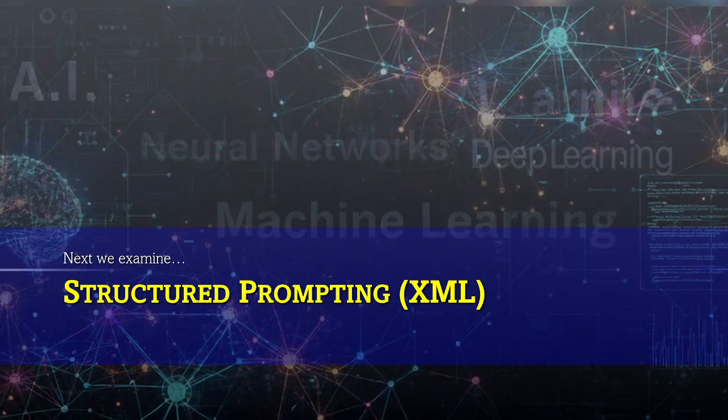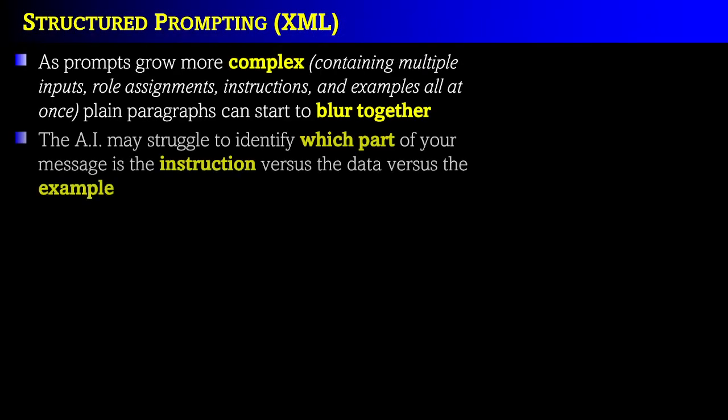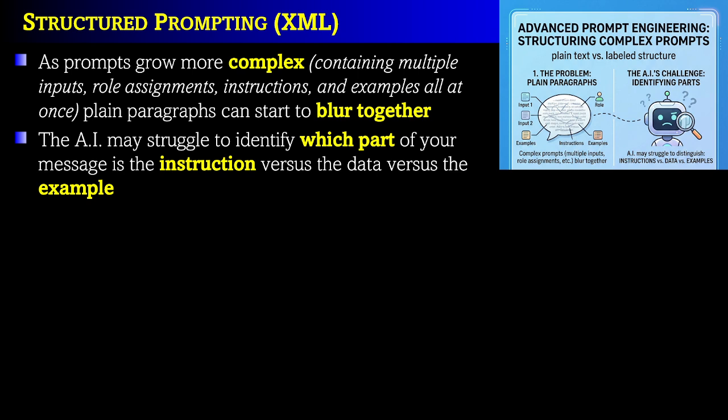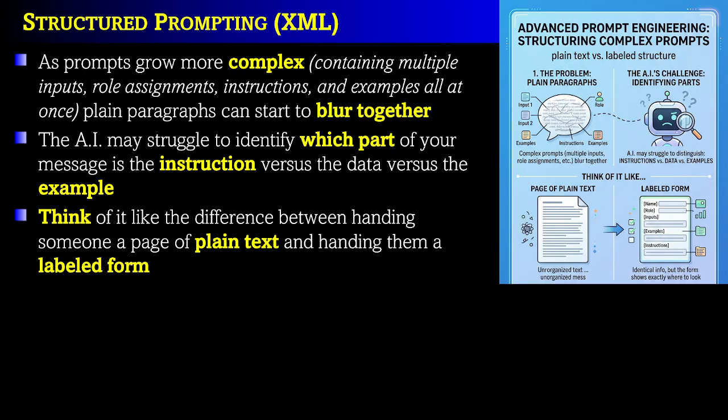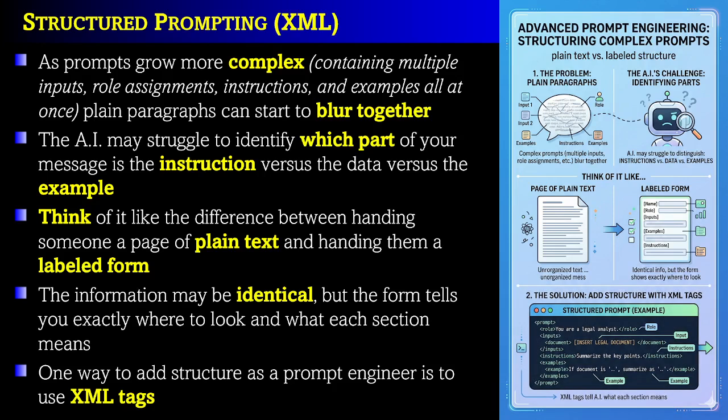All right, let's move on to another advanced prompt engineering skill, structured prompting using XML. As prompts grow more complex, containing multiple inputs, multiple roles, instructions, and examples all at once, paragraphs can start to blur together as you write a longer and longer prompt. And the AI might struggle to identify which part of your prompt is the instruction versus the data versus the example. Think of it like the difference between handing someone a page of plain text and handing them a form with each section labeled. The information might be identical on both pages, but the form tells you exactly where to look and what each section means. One way to do this with prompt engineering is to use XML tags.